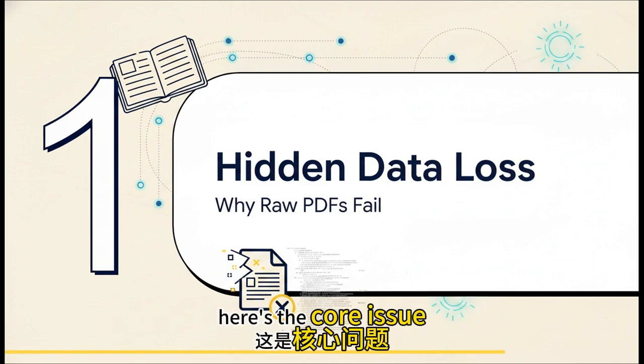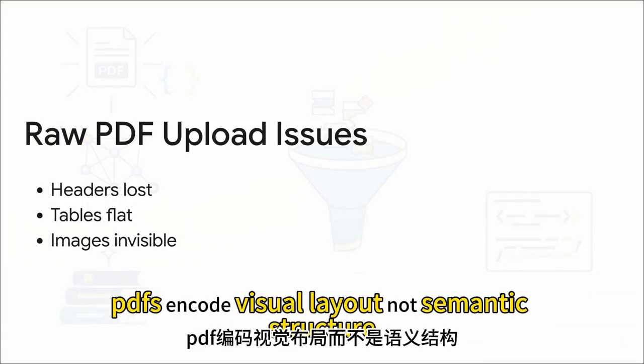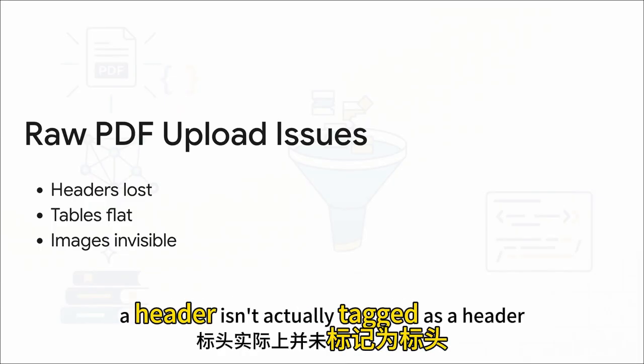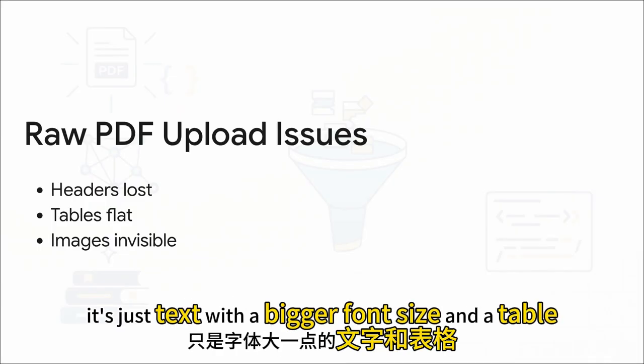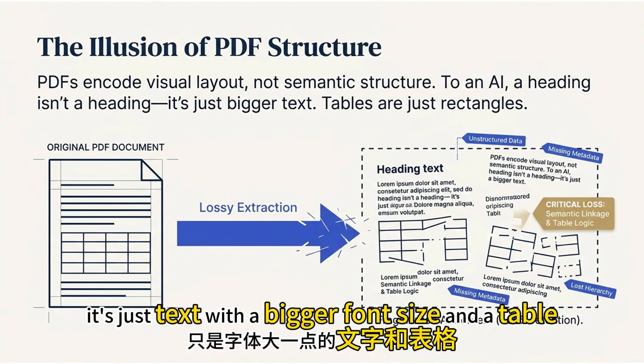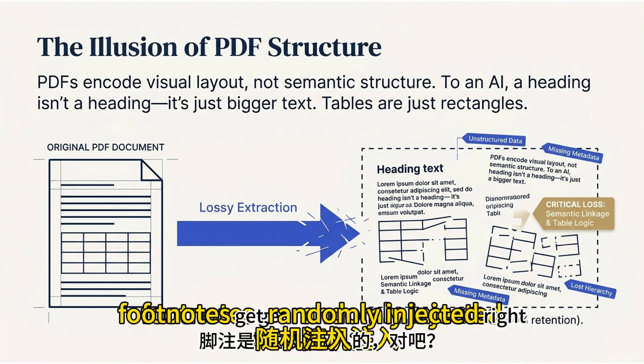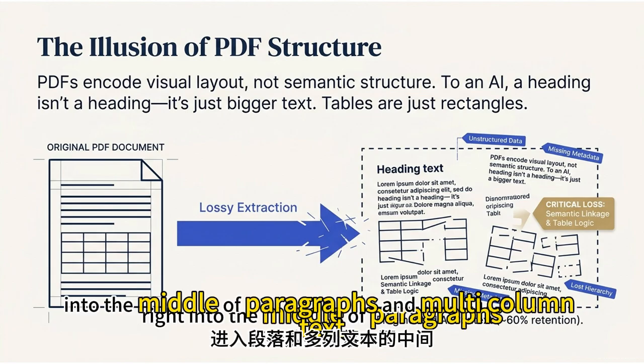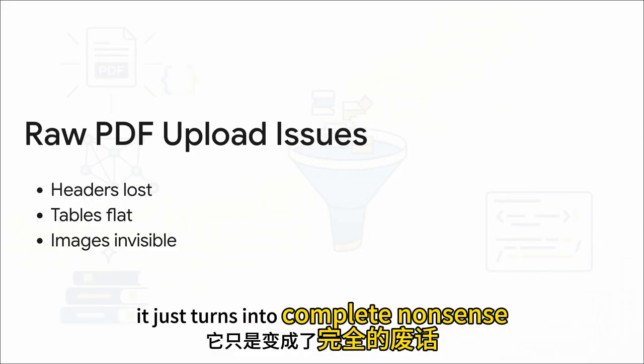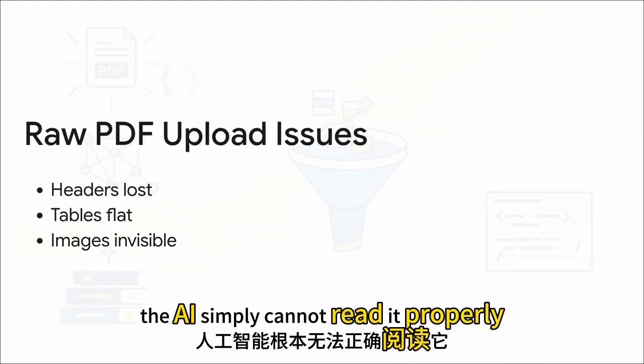All right, part 1, the hidden data loss problem, and exactly why raw PDFs are failing your AI. Here's the core issue. PDFs encode visual layout, not semantic structure. To a computer, a header isn't actually tagged as a header. It's just text with a bigger font size. And a table? It's really just a rectangle stuffed with jumbled text. Because of this, headers get lost, footnotes get randomly injected right into the middle of paragraphs, and multi-column text just turns into complete nonsense. The AI simply cannot read it properly.